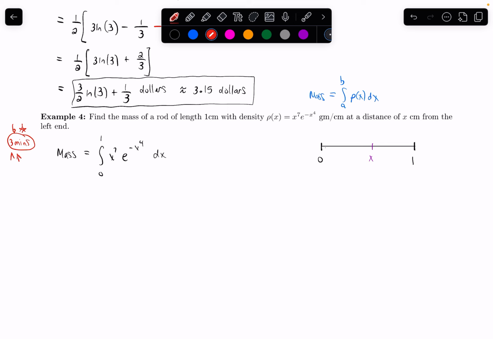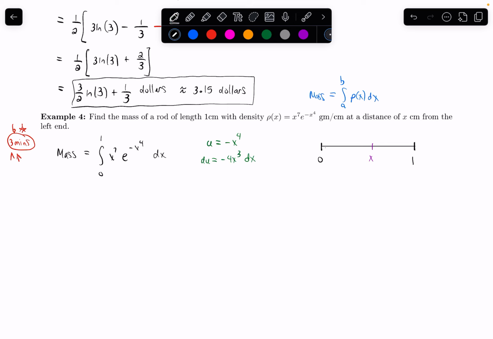All right, so hopefully you paused it and tried it. Let us talk about it. So, okay, we can do this using u sub, at least to start. I'll let u be this exponent, and then du, the derivative of that, is negative 4x to the 3rd dx.